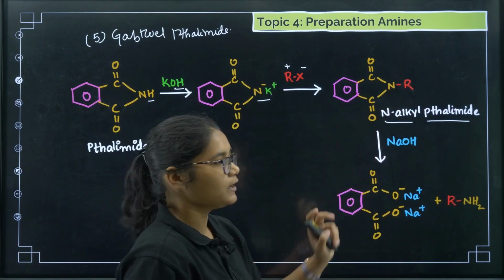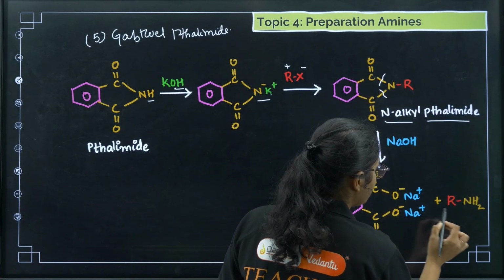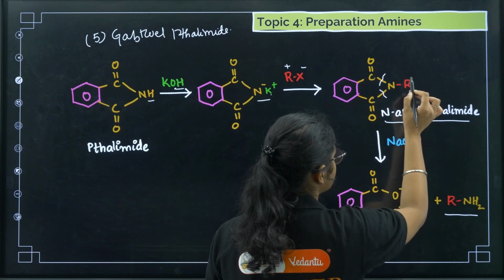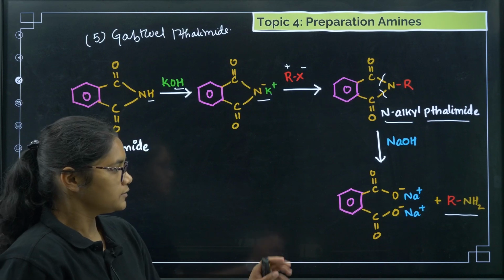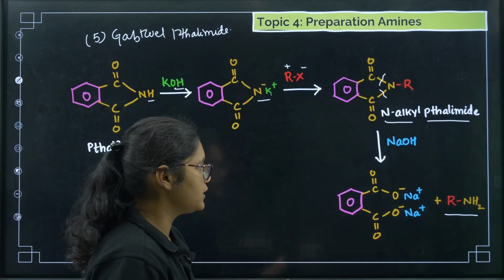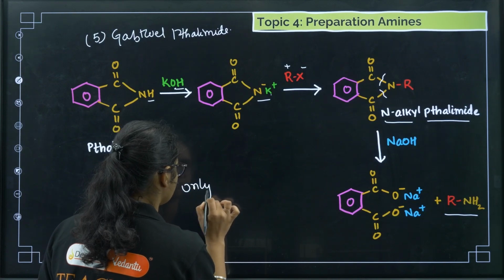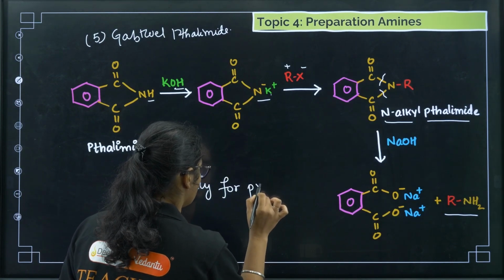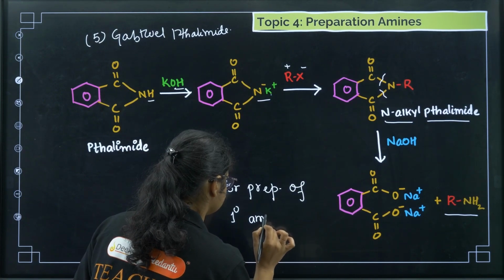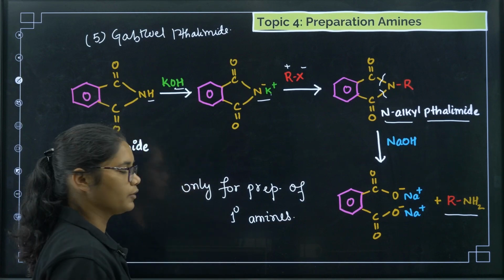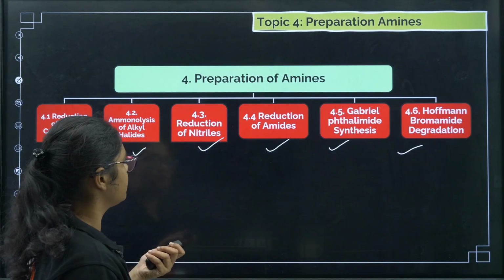Now if you treat it with NaOH, these bonds cleave. Here we get OH, OH, and we get RNH2. This forms your RNH2 and this takes your ONa. So that is how we get RNH2. You should remember that this method can be used only for the preparation of primary amines. Now we will go and revise them.